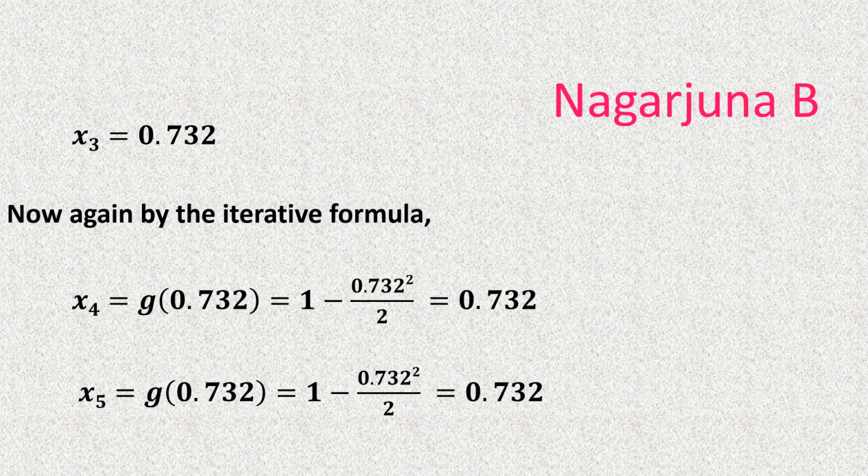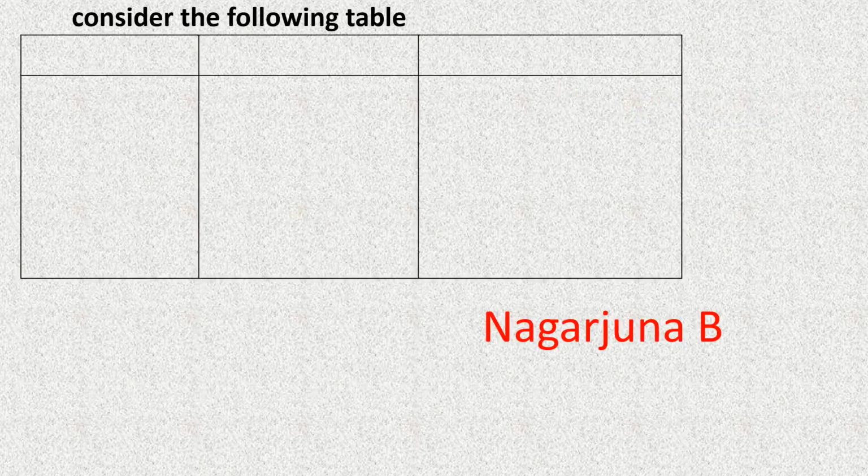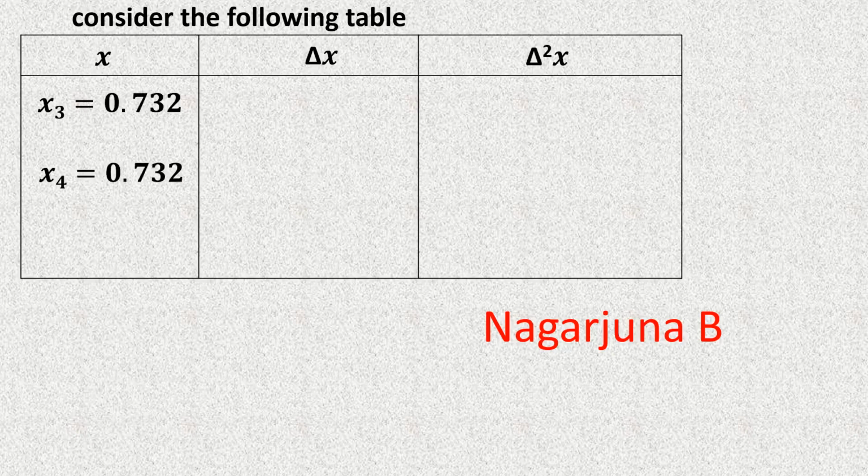0.732. So while calculating, how you need to write? In the calculator, 1 minus open the bracket 0.732 square divided by 2, close the bracket, and you can observe x3, x4 and x5 all are the same value, 0.732. Now consider the table, that is by writing the values of x, delta x square. So x3 is 0.732 and x4 0.732, x5 is also 0.732.